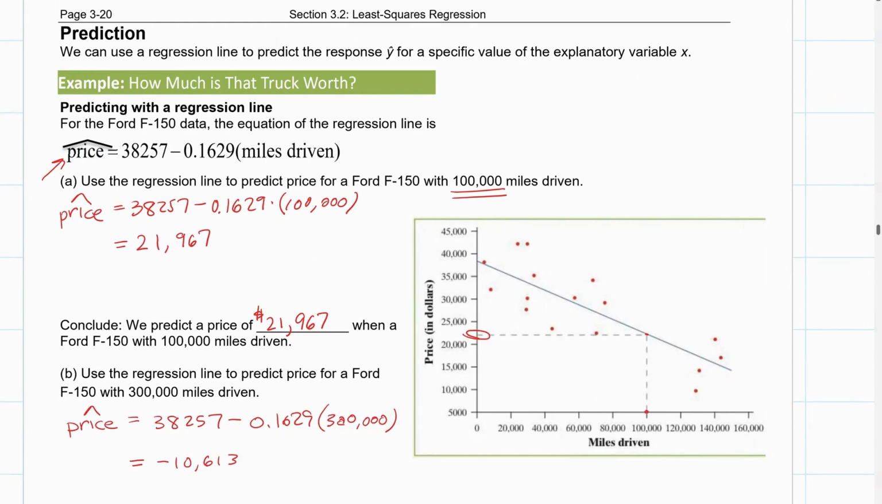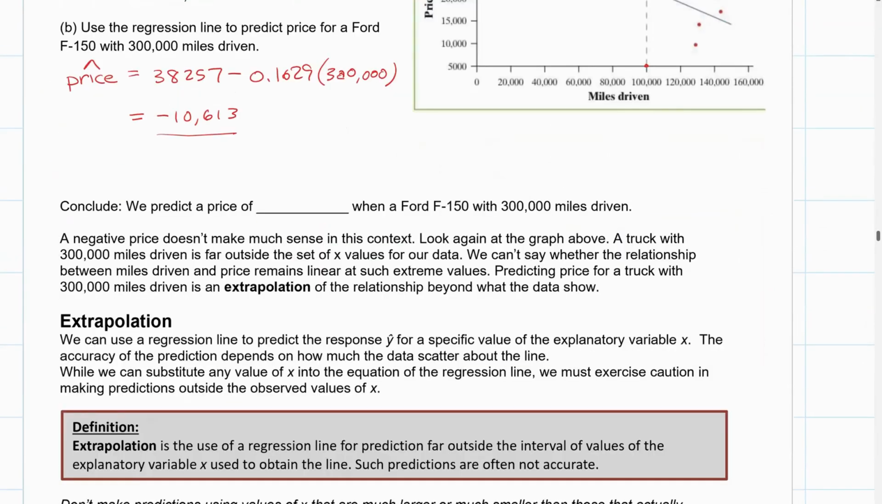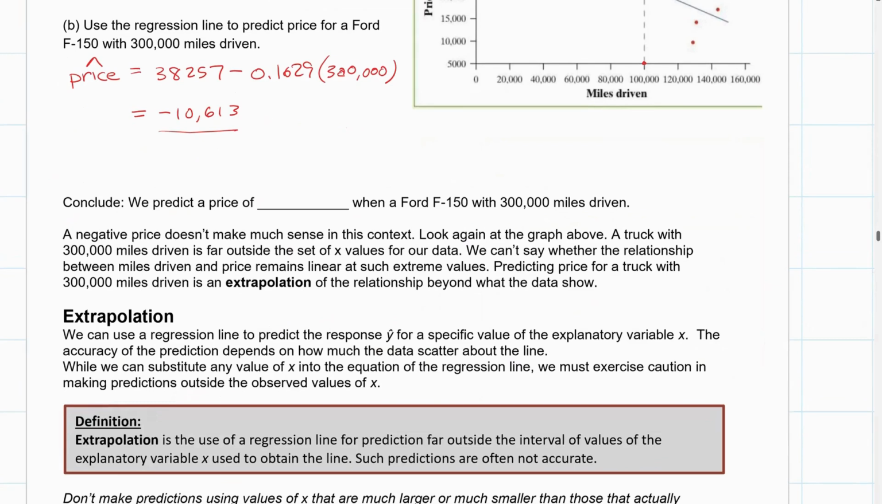Well, wait, I can understand a truck being worth positive 21,000, but how can a truck be worth negative $10,000? That'd be like, here I'm selling this truck and I have to pay you $10,000 to take it away. And that doesn't make any sense. And it doesn't make any sense because we did something called extrapolation.